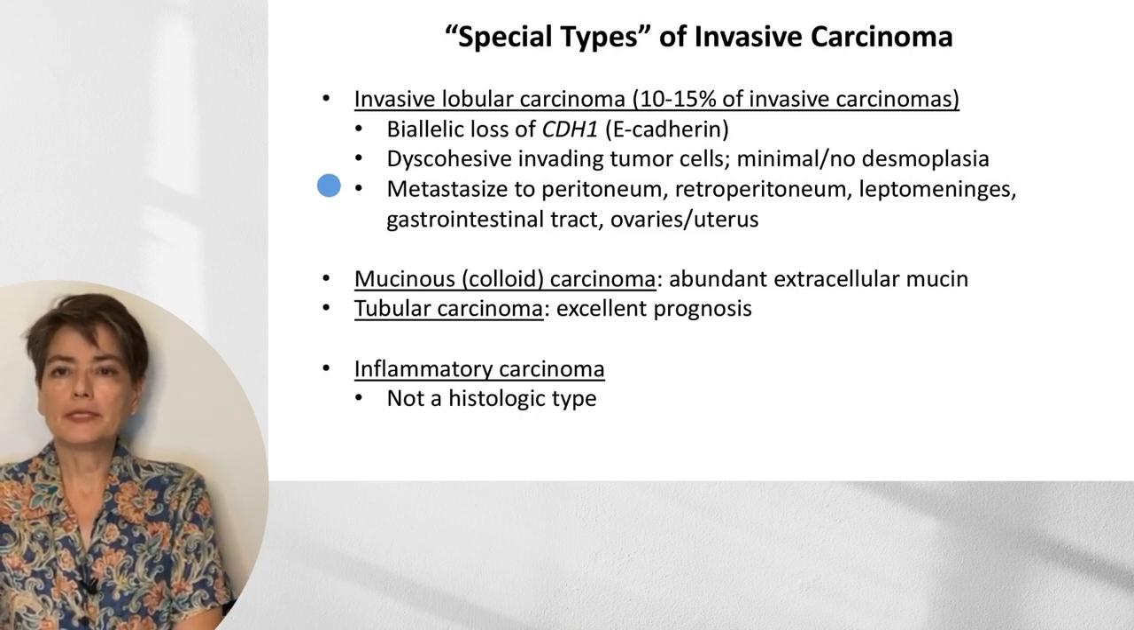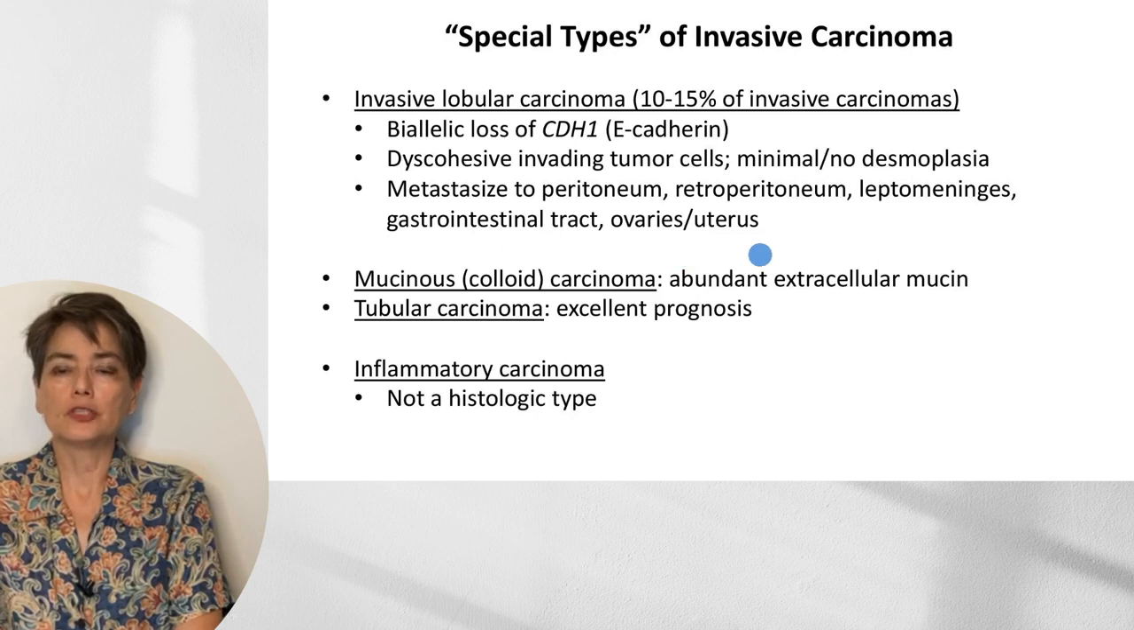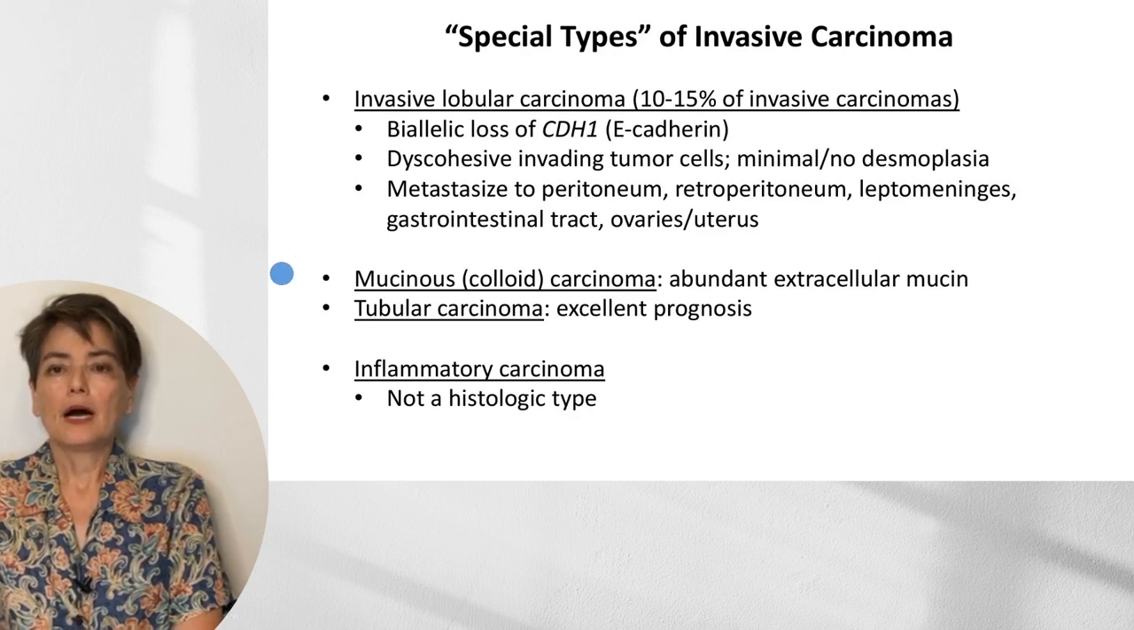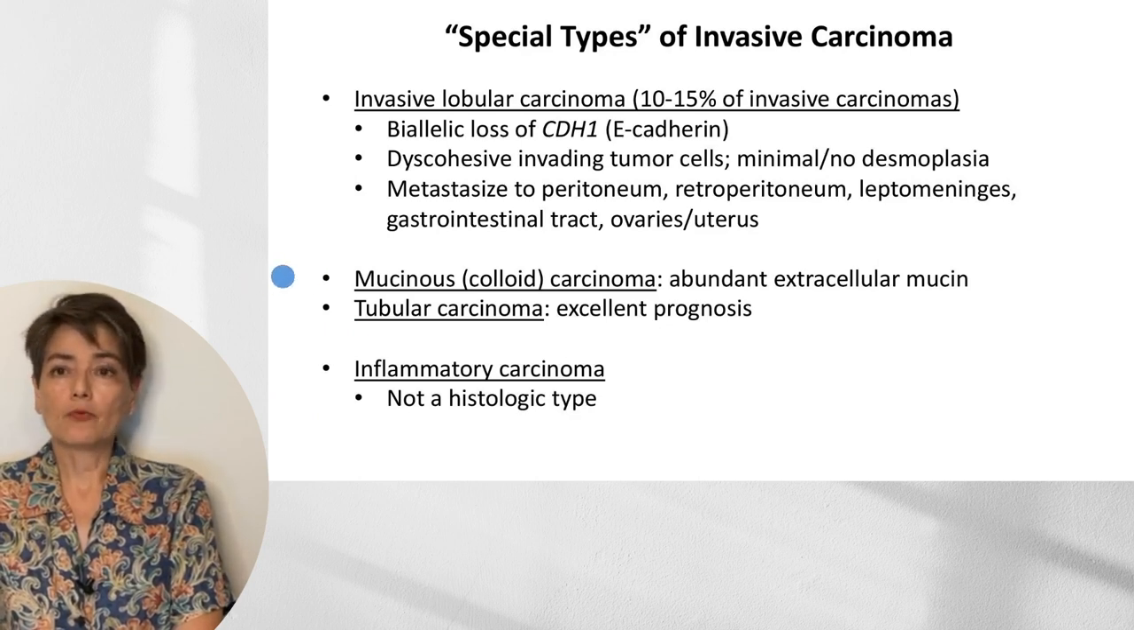They tend to metastasize in an unusual pattern to the peritoneum, retroperitoneum, leptomeninges, gastrointestinal tract, and ovaries and uterus. This, in particular, to the GI tract can be a pitfall because it can metastasize to the stomach, where it may mimic diffuse intestinal stomach cancer. Now, we'll look at this in a moment, but I want to address these other special types simply because they're mentioned in Robbins, and it's worth talking about them briefly.